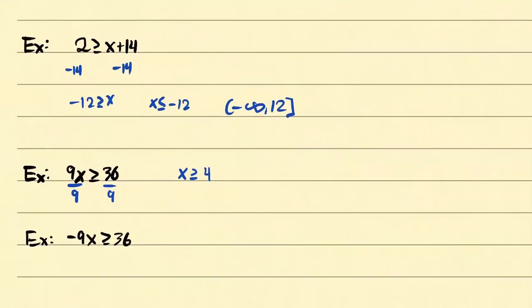So x is greater than or equal to 4, meaning where does the arrow point? It starts at 4, inclusive of 4, and it goes off forever into infinity.